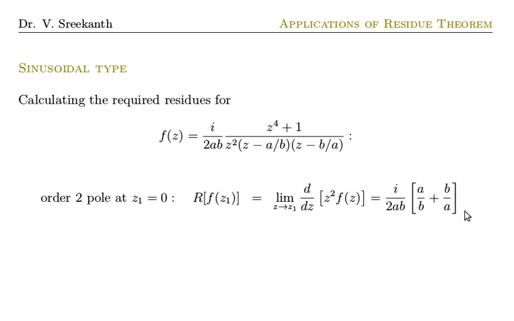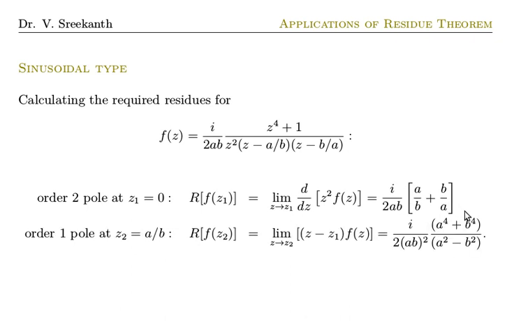What you will get is what I wrote, i by 2ab times a by b plus b by a. Now the simple pole at z2 equal to a by b: limit as z goes to z2 of z minus z2 times f of z. This is what the formula is. Again you make the substitution z goes to z2, and basically you will get something like this. This is again very simple.